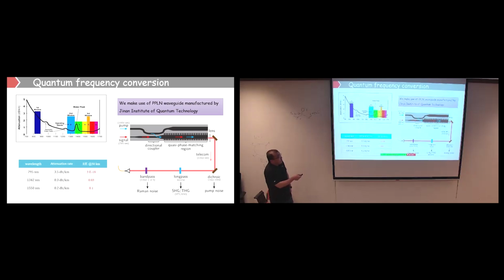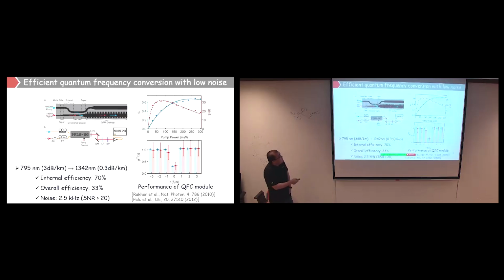The first experiment uses a 795 nanometer signal from the cold atom ensemble, and a 1950 nanometer pump from a thulium-doped fiber laser, and we use a directional coupler. We fabricate the PPLN waveguide, and then do the quasi-phase matching here, and the frequency conversion. This is mainly done by Miyang, sitting right there.